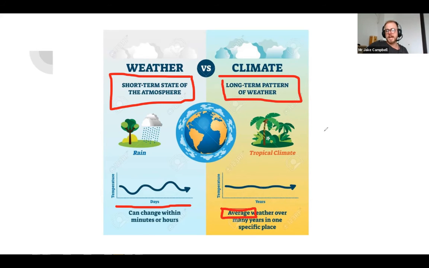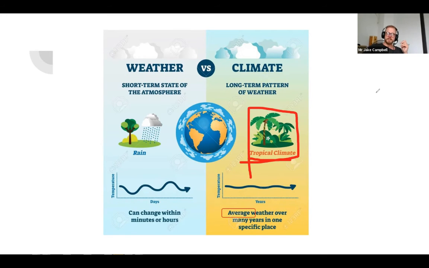Okay, last one. Mickey, please describe the weather in a tropical climate. What do you think, Mickey? Hot. Yeah, it's very hot. It's very humid. That's why we get tropical plants.